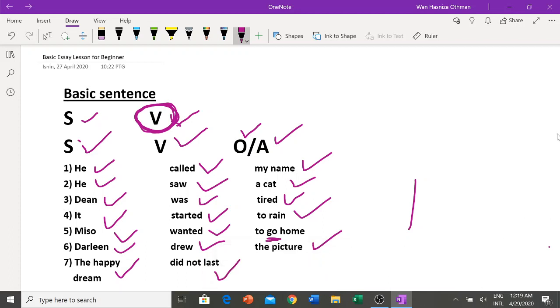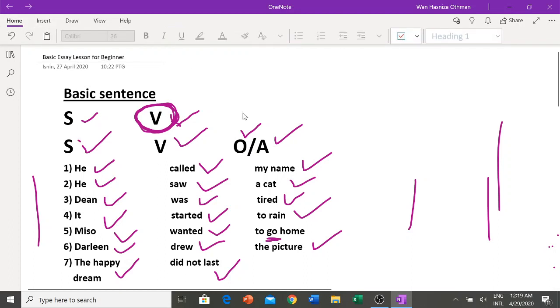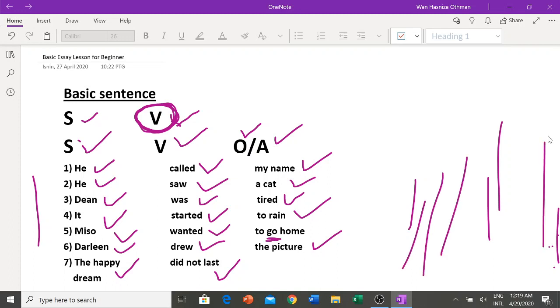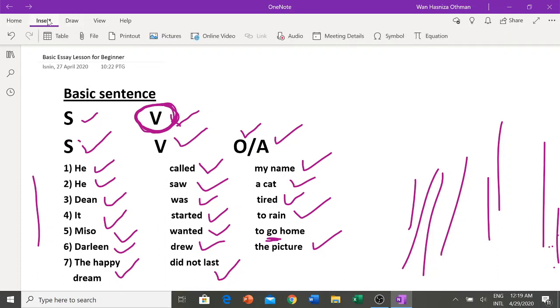All right, now let's move on. Okay, now how do I scroll this? I can't scroll. Wait.